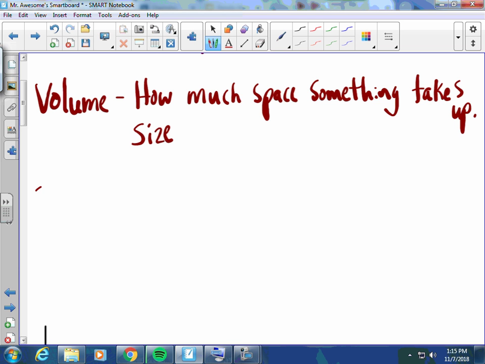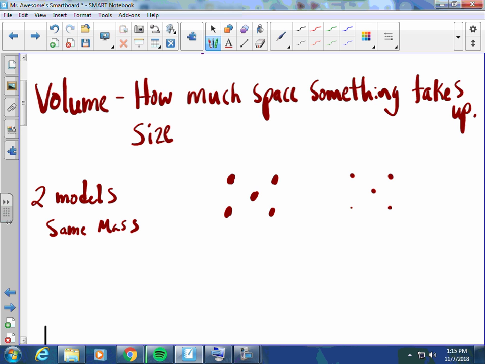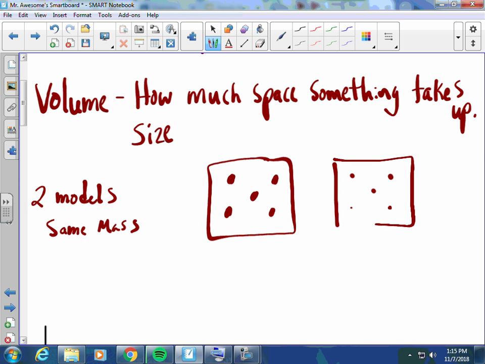Could I make two models that had the same mass but different densities? I could. Can somebody volunteer and answer how I would do that? Nathan. Ooh, okay. 5 big dots. Like this.